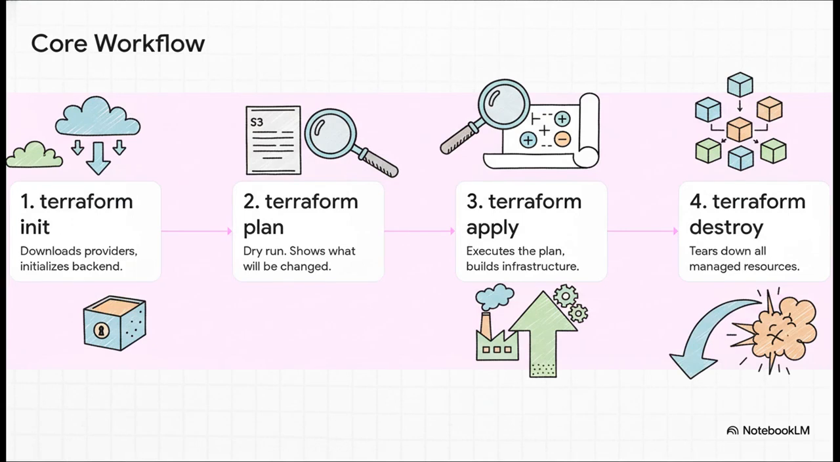Every single Terraform project you ever work on will follow this exact 4-step dance. First, you open your terminal and type terraform init. It'll download the AWS provider and connect to our S3 backend. Next, terraform plan. This is your seatbelt. It's a dry run that shows you exactly what Terraform is about to do. You always read the plan carefully. Once you like what you see, you run terraform apply. It'll show you the plan again and ask for confirmation. You type yes, and you watch the magic happen. And when you're all done, terraform destroy tears it all down safely.